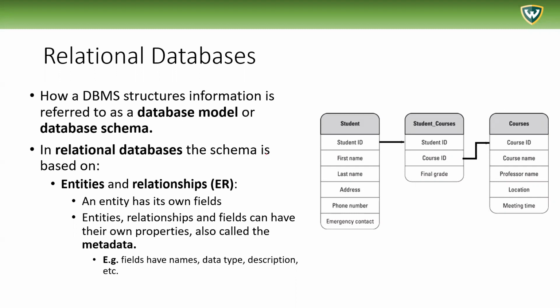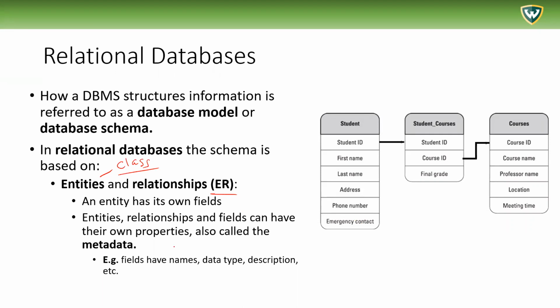In a relational database, the schema is based on entities and relationships, or sometimes entities are called classes or just tables, and abbreviated as ER. So if you see ER, not emergency room, it's entities and relationships in the context of this class. An entity is going to have its own fields, and entities, relationships, and the fields can have their own properties, also called the metadata, or the data about the structure of the database.